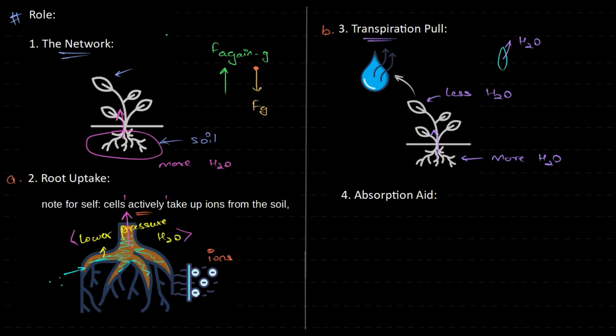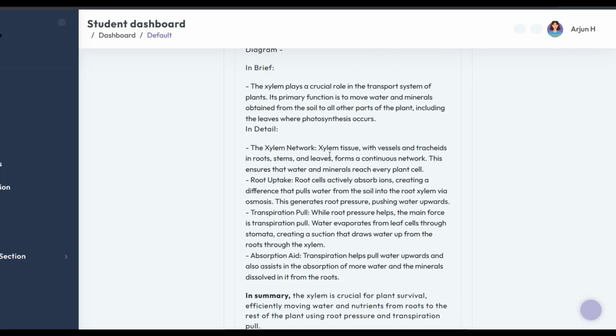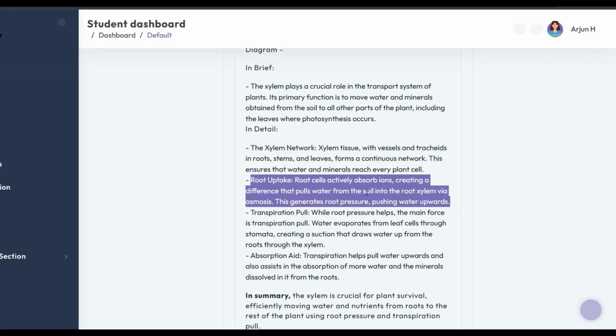Okay, guys. So all in all, let me go through your text. Xylem plays a crucial role in the transport system of plants. Its primary function is to transport water and minerals. Now, in detail, we have the xylem network. The xylem tissue with vessels and tracheids in root, stem, and leaves forms a continuous network. This ensures that water and minerals are delivered to different parts of the plant.